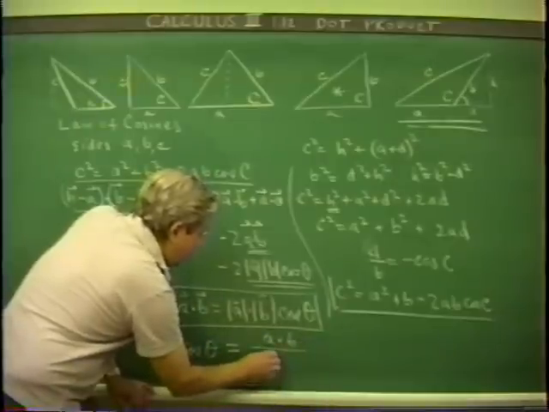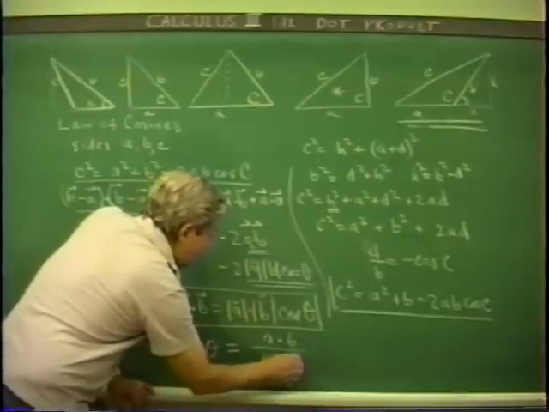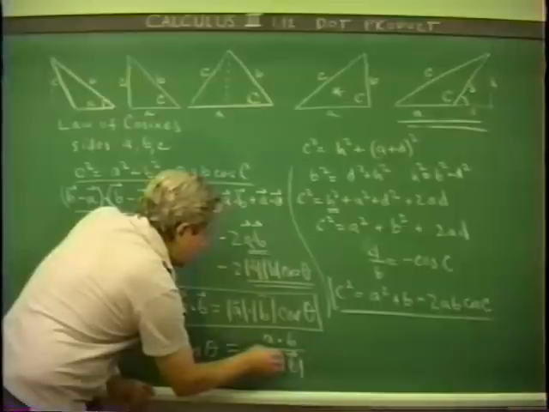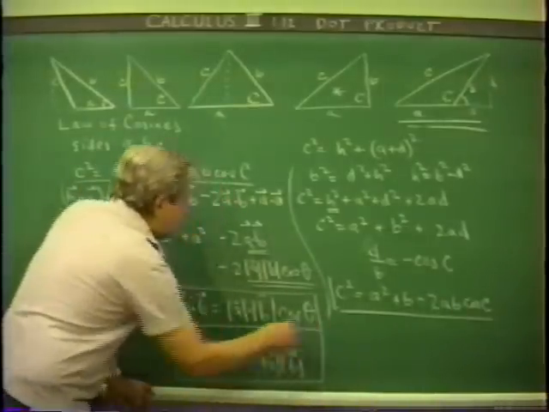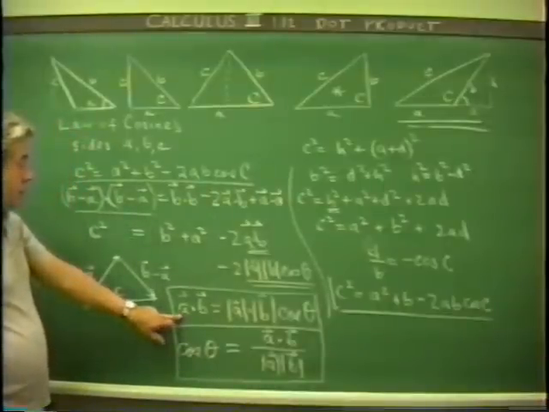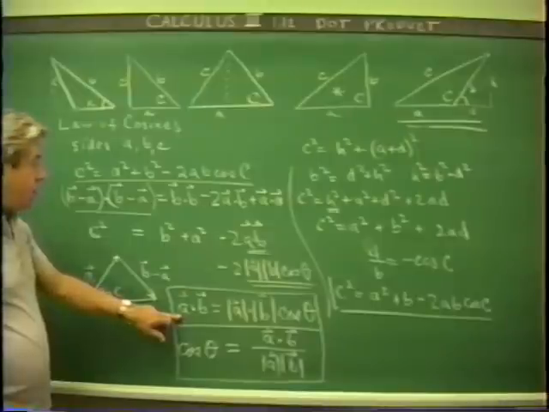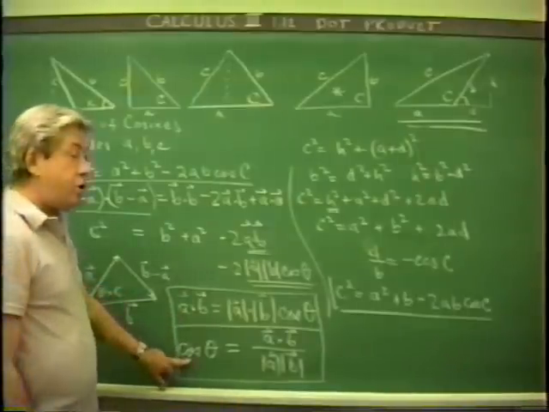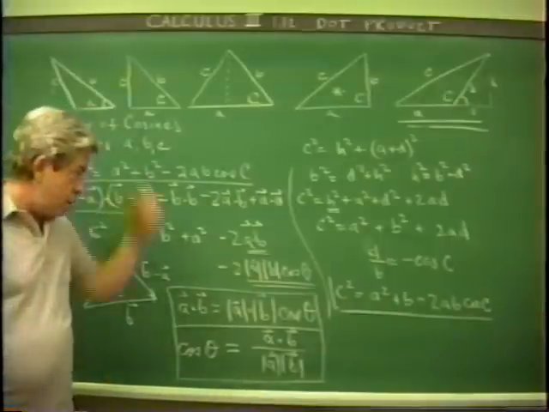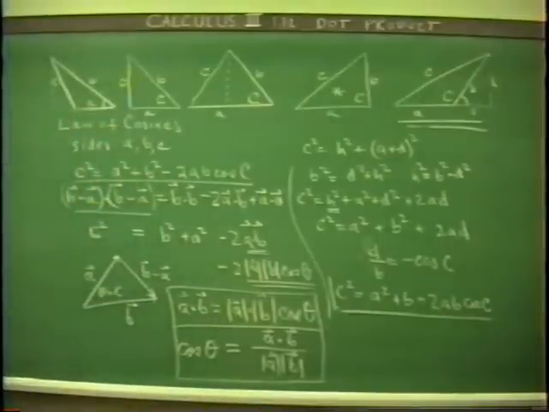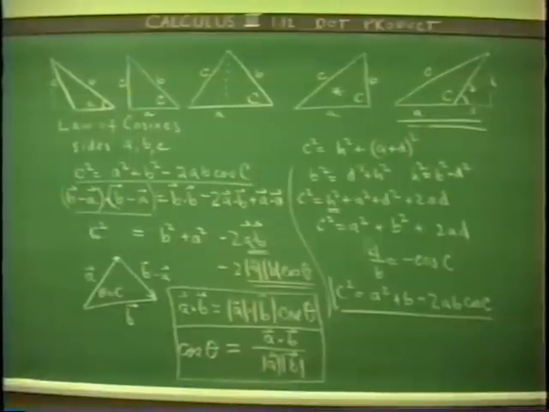This also allows you, by doing a simple arithmetic operation, to find the cosine of the angle between two vectors. Namely, it's their dot product divided by the product of their magnitudes, magnitude A, magnitude B. That gives you the cosine of the angle between those two vectors. So the mathematical or numerical significance of the dot product is this, and it allows you to find the angle between two vectors in the plane.